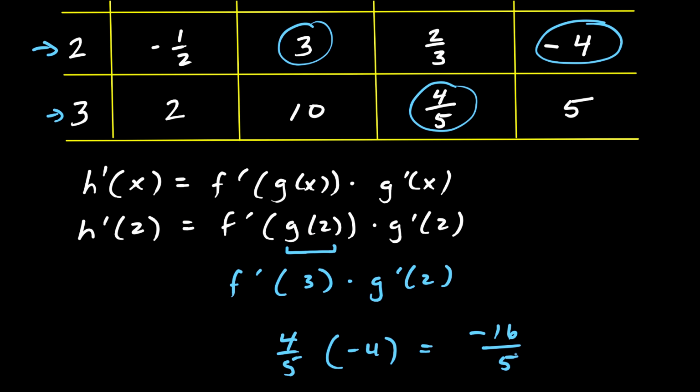So again, that is the chain rule in action. Always look for that inner function, find that inner u, and then multiply the derivative of the outer times the derivative of the inner. Hope that helps.